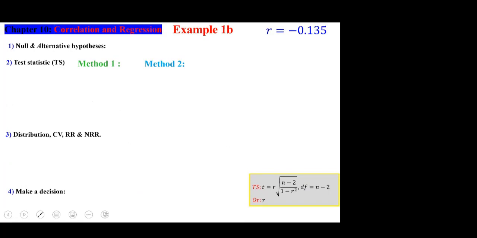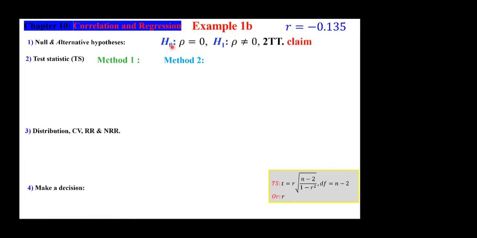Let's do the test of hypothesis. The null and alternative hypothesis, as always, we start with that. H0: rho equals 0, H1: rho is not equal to 0, two-tailed test claim. This is the correlation which we use the Greek letter rho instead of R, which goes for the sample. So rho equals 0, that means there is no correlation.